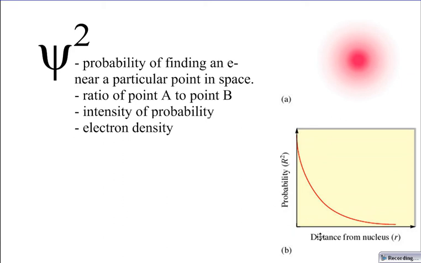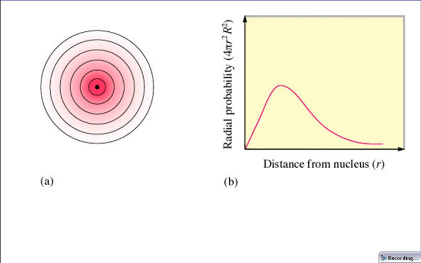On a graph, it might look like this, where the distance from the nucleus, you have the greatest chance of finding an electron near the nucleus because the nucleus is positively charged, electrons are negatively charged. So as you move away from the nucleus, you have less chance of finding electrons further from the nucleus. Waves that are for allowed energy states are what we call orbitals.